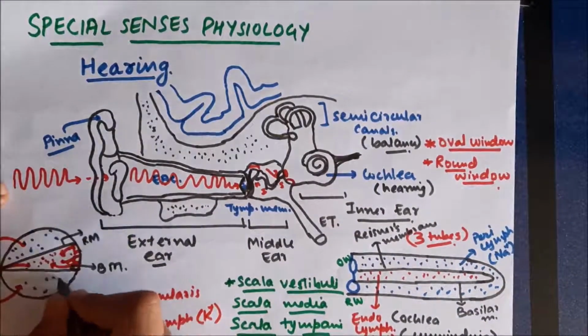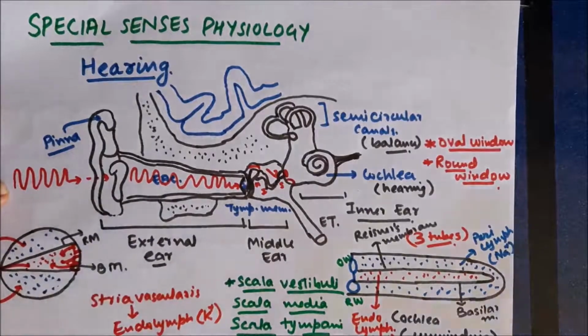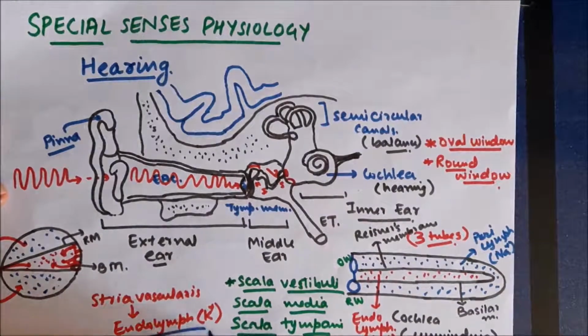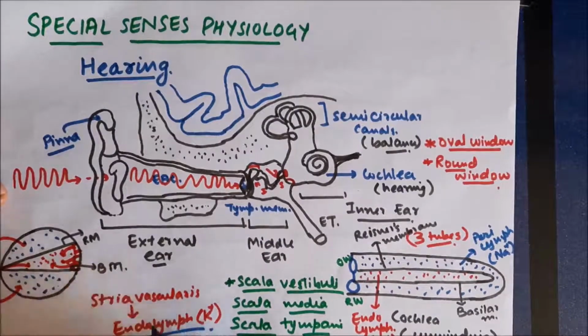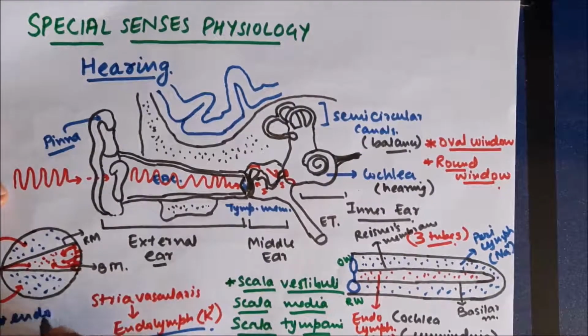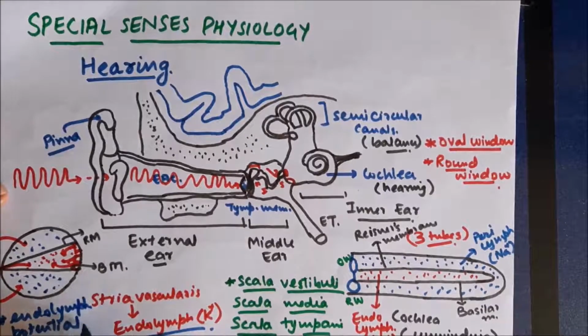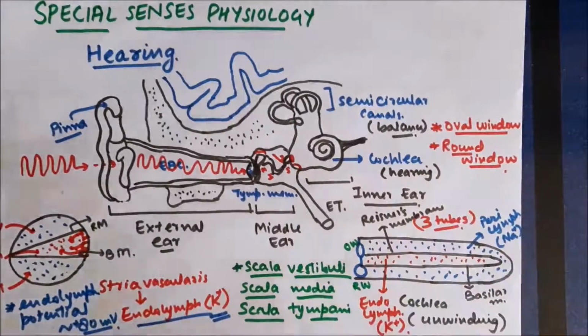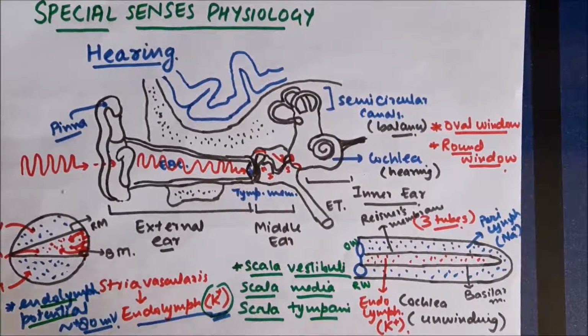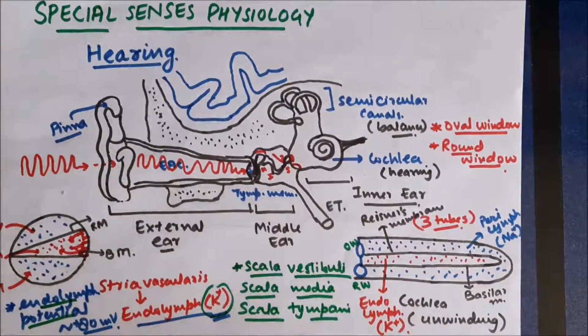The middle one is the scala media, which is filled with endolymph, and the lower one is the scala tympani, which is again filled with perilymph. It is the stria vascularis that are responsible for formation of endolymph, which is rich in potassium ions. Because of these potassium ions, the endolymph always has a voltage called the endolymphatic potential, which is a positive potential and measures around plus 80 millivolts. Again, it's because of these potassium ions.